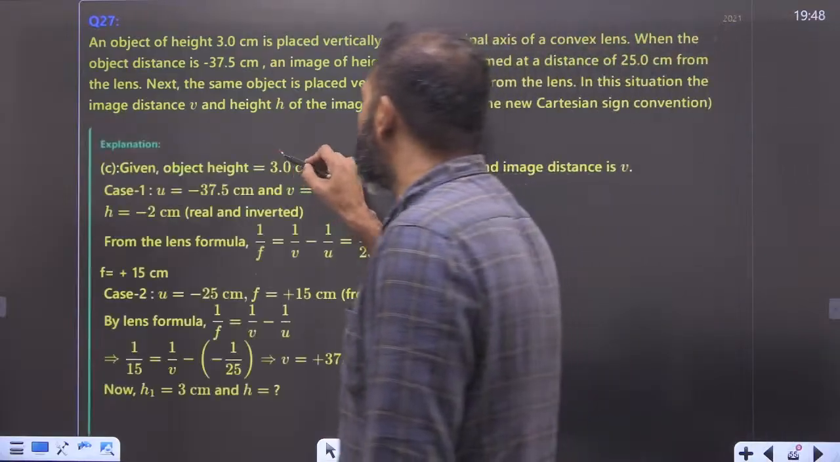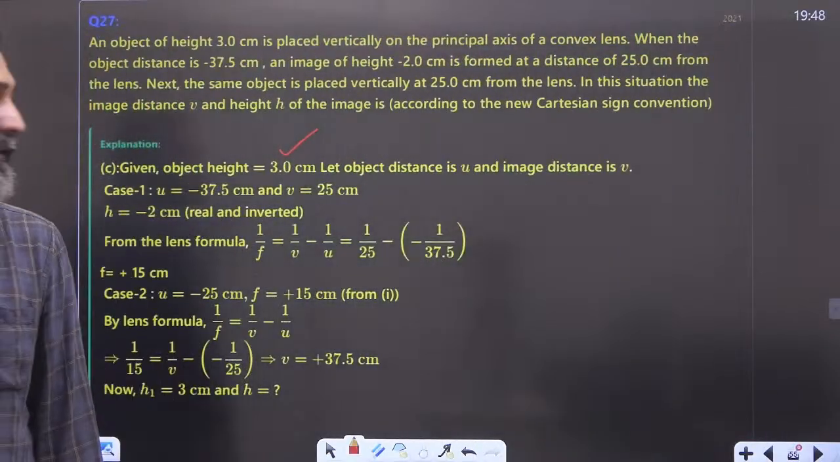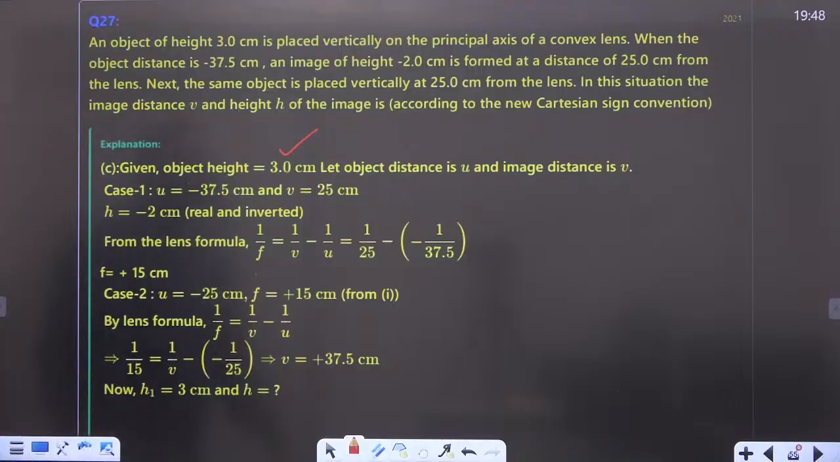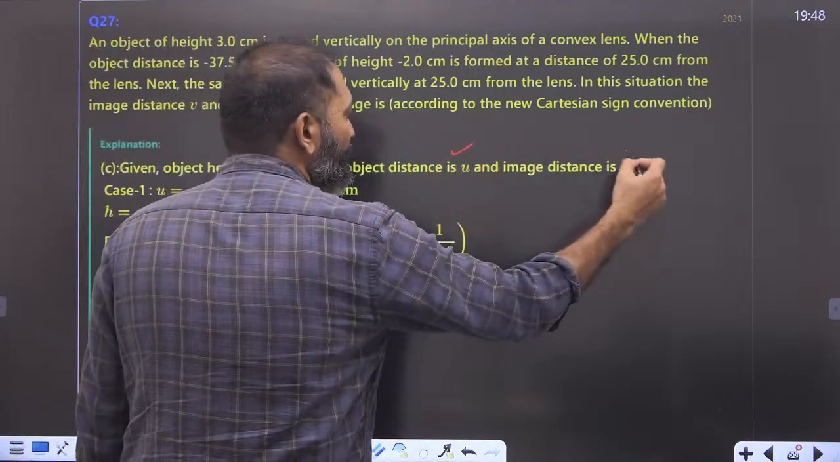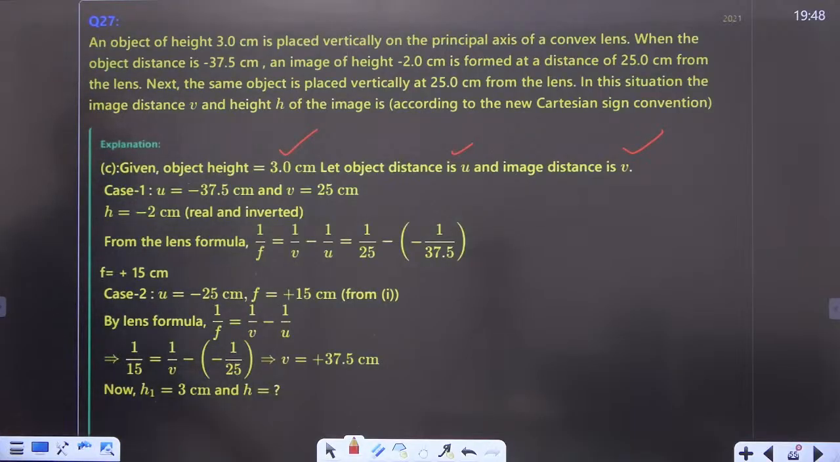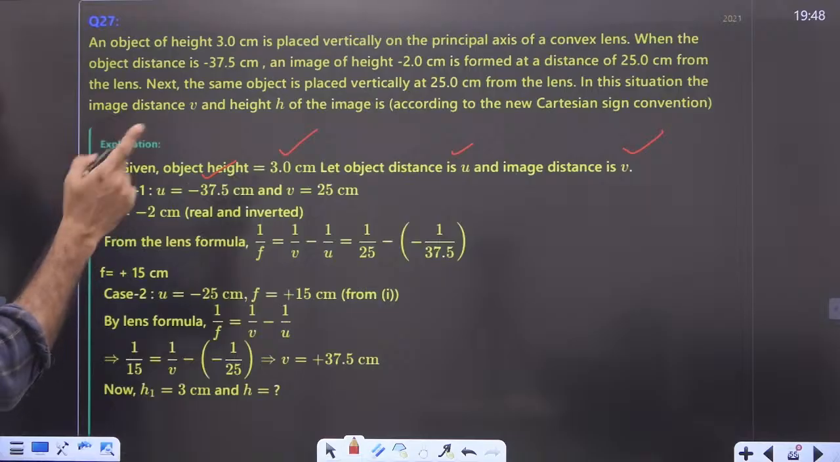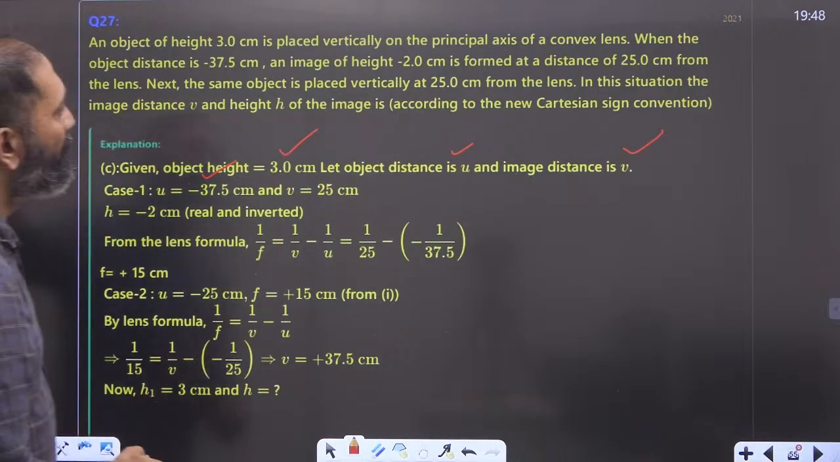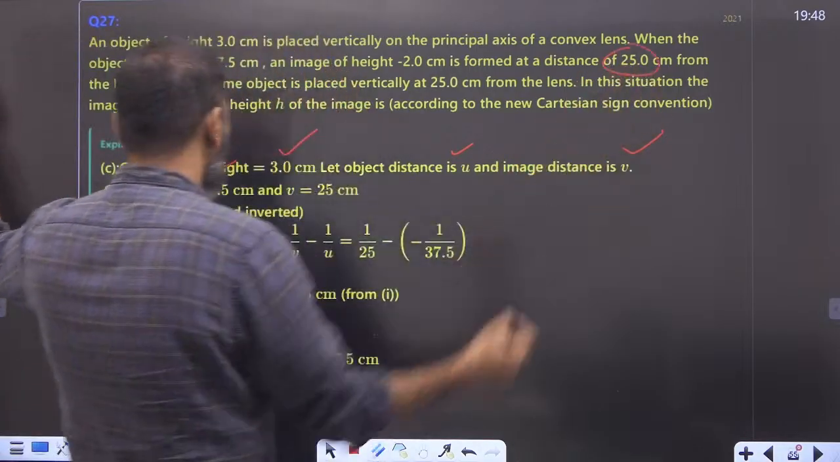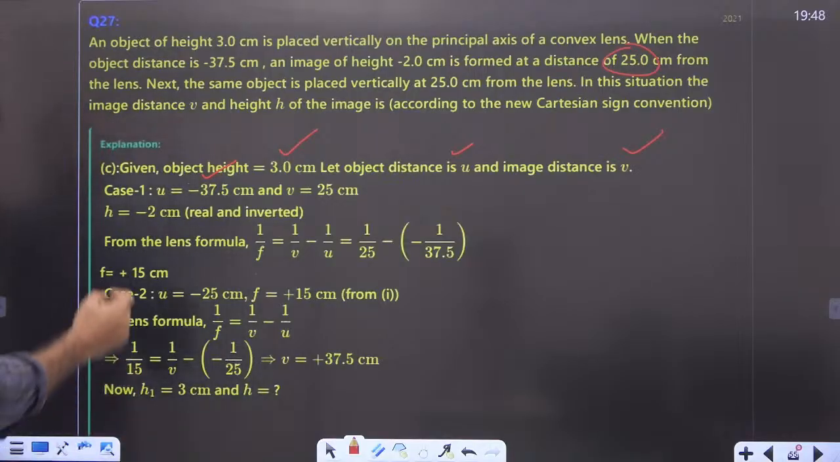Given object height is 3 cm. Let the object distance be u and image distance be v. Case 1: u equal to -37.5 and v is 25 cm. That is given. First case, height equal to -2 cm. So it is real and inverted.